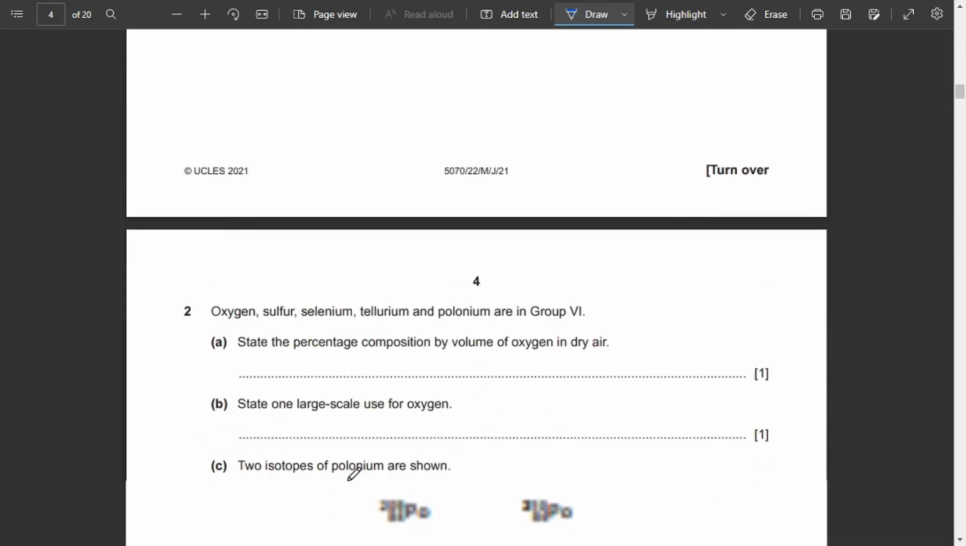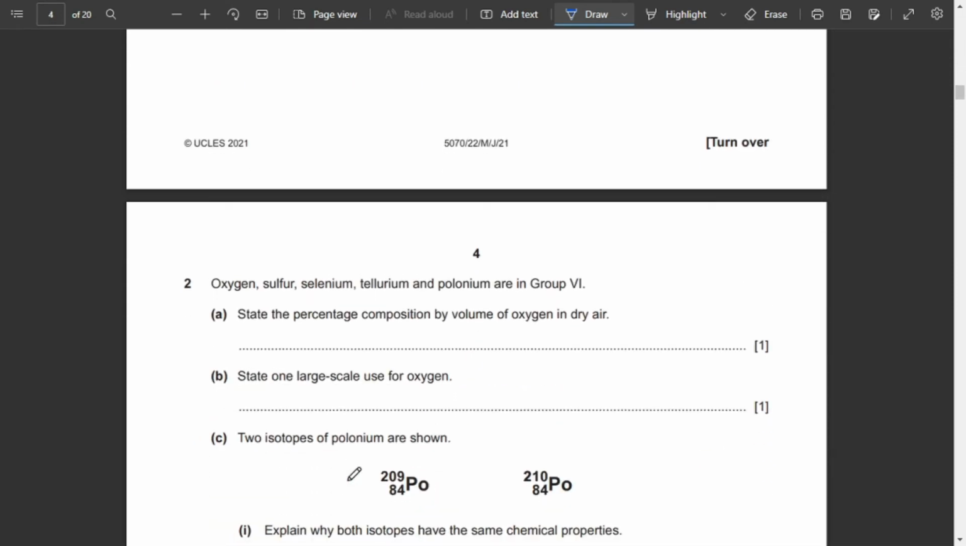Moving on to part 2, question number 2. Oxygen, sulfur, selenium, tellurium, and polonium are in group 6. State the percentage composition by volume of oxygen in dry air. It's a fact that oxygen is 21% in the air, so you're going to write 21%.